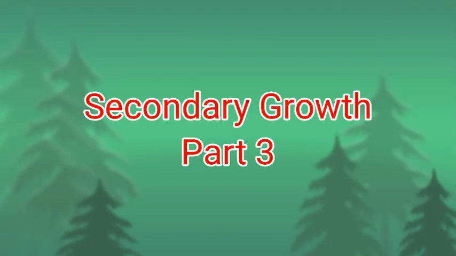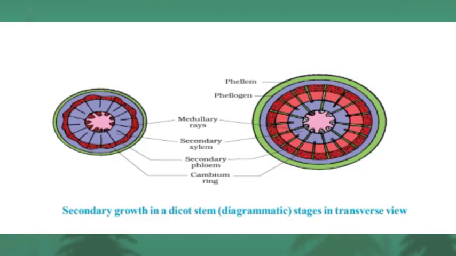Hi everyone, in this video I am going to explain secondary growth part 3. Let's see the diagrammatic representation of stelar secondary growth in dicot stem: how vascular cambium or cambial ring forms secondary xylem and secondary phloem, how it forms secondary medullary rays, how annual rings are formed by autumn wood and spring wood. Let's check this diagram carefully for your better understanding.